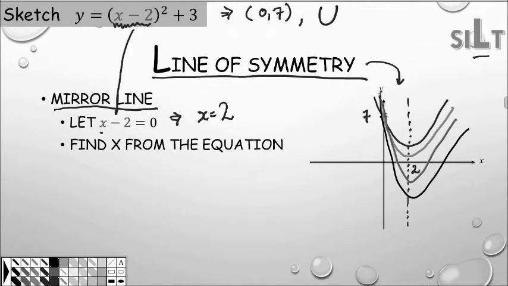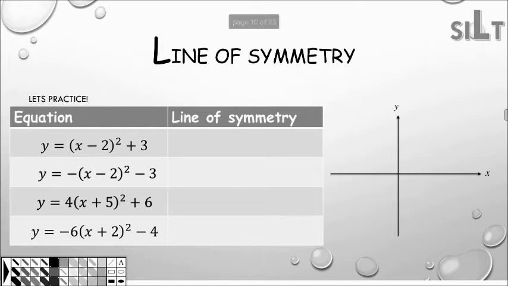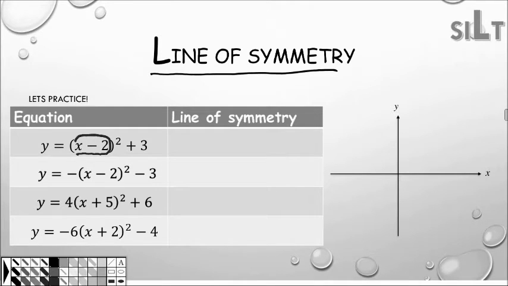Now is our practice time again. Look at this for example. The first one has been done for you. So for line of symmetry, I can easily find x equals to something by letting this inside be 0. So x is equal to 2. Pause the video now and try the other 3 examples.